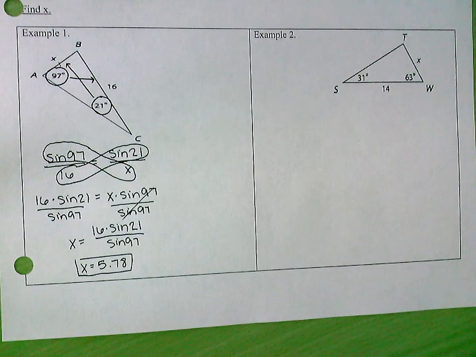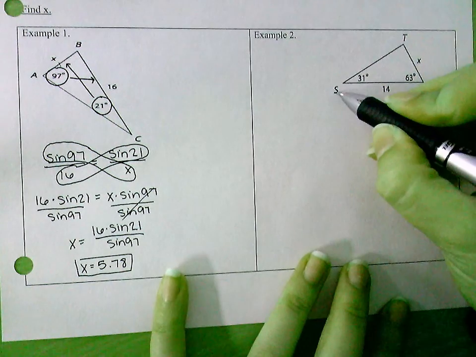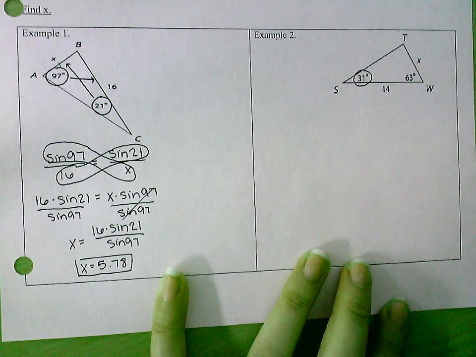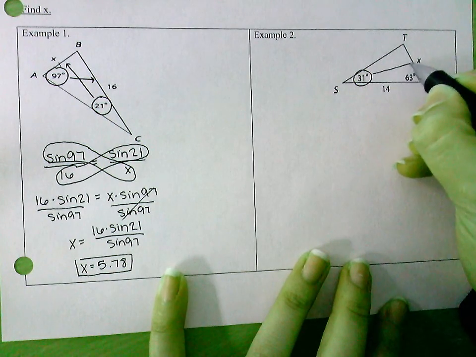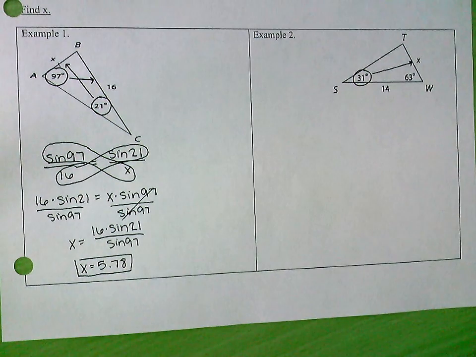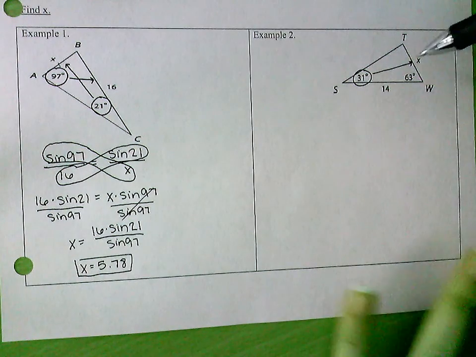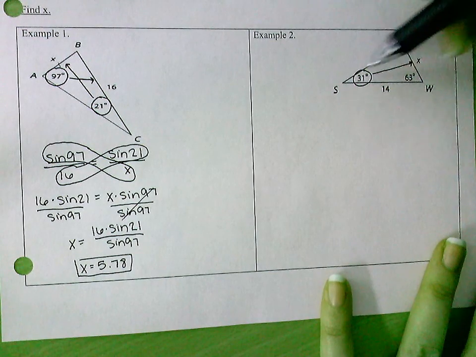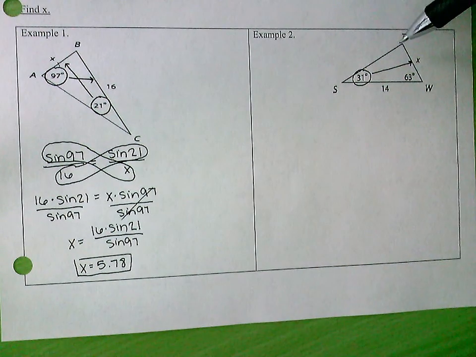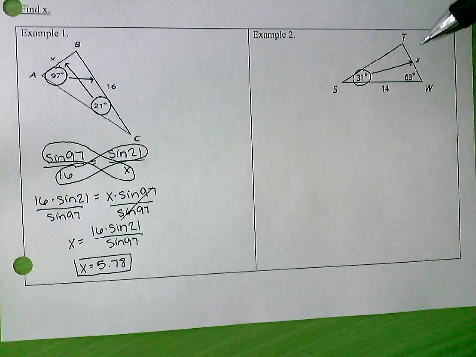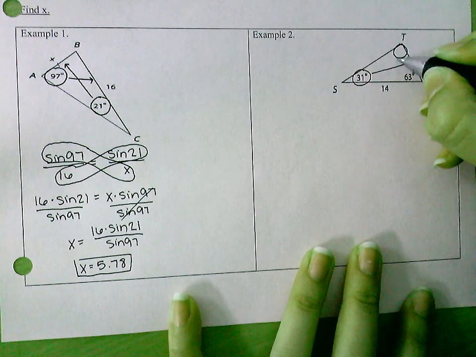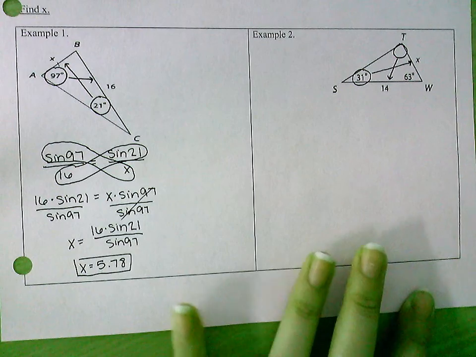Again, you want to locate the angles that you were given. All right, so I have angle S. That's 31 degrees. Make sure it has an opposite side. Well, that opposite side is X, so I can use that angle. Now with angle W here, it's 63 degrees. That does not have an opposite side. We're not given a length or a variable for that side. So that means I need to use angle T, since it does have an opposite side of 14.